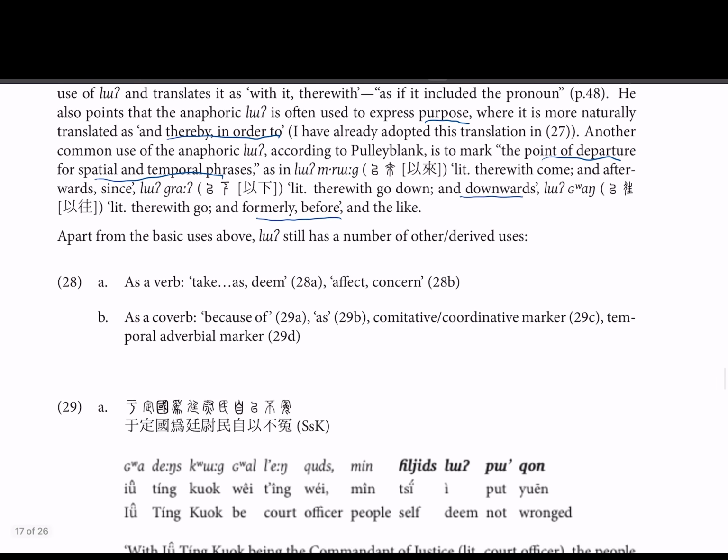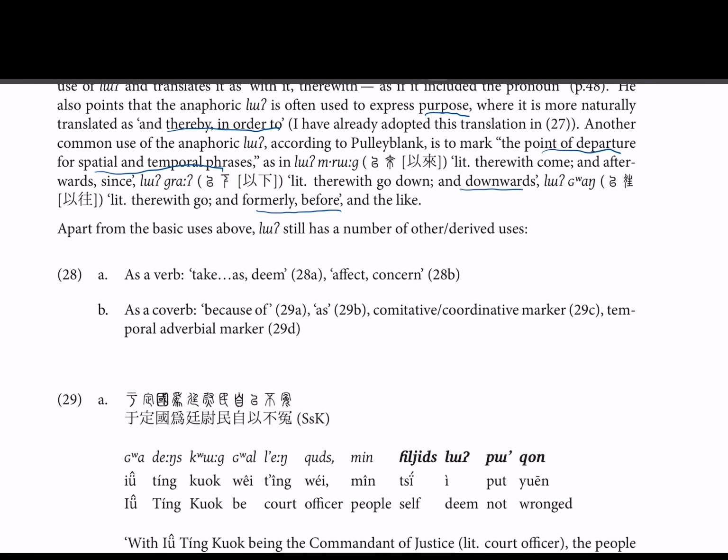Apart from these basic uses, le still has a number of other derived uses, which I have listed in 28. The basic verb meaning of le is to take or to use, but as a verb, it could also mean to take something as or to deem something in one's mind, or to affect or concern something. As a coverb, on the other hand, it could also introduce a cause or reason and be translated as because of, or it could introduce the role that a person assumes and be translated as. In addition, it could be used as a commutative or coordinative marker, meaning and or with.